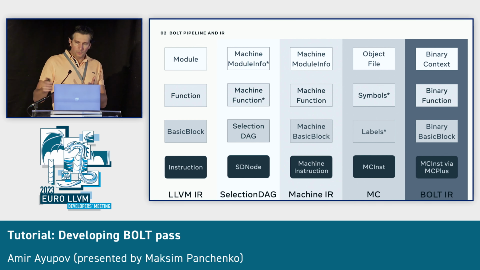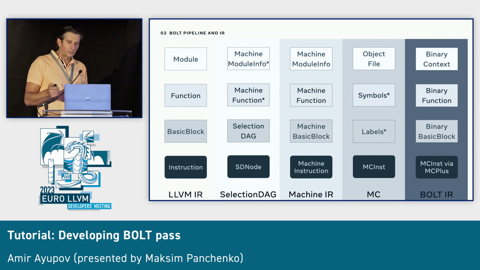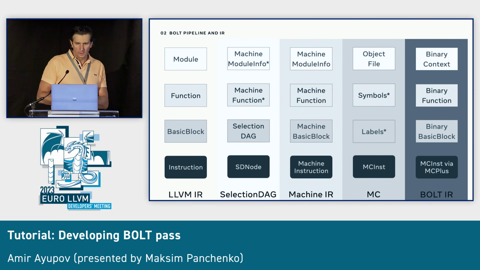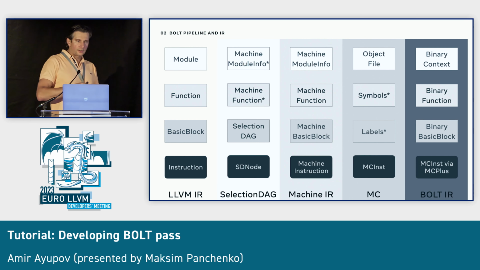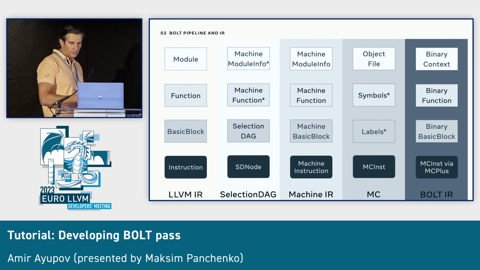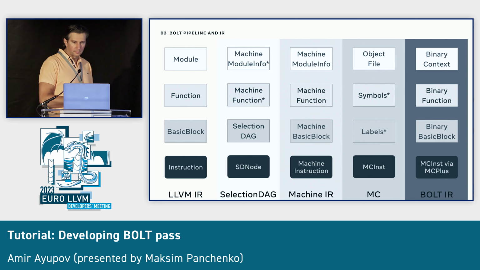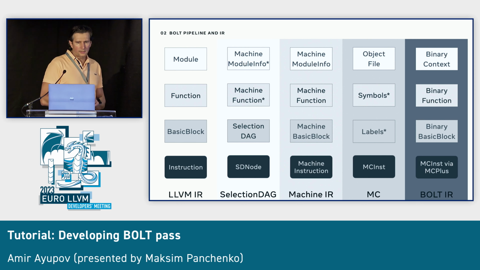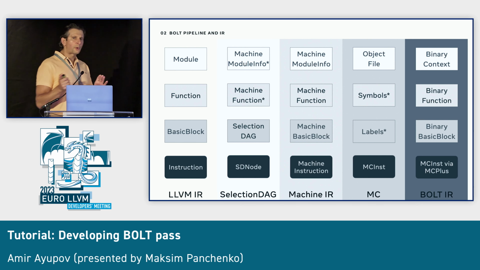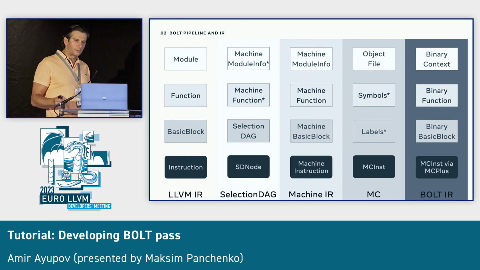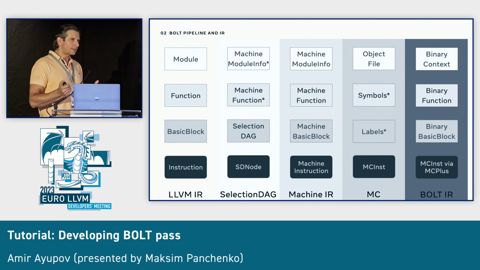But I would say BOLT IR is somewhere in between machine IR and MC level, because MC itself is just, every function there is just a set of instructions. There are no basic blocks there. You cannot do complex analysis on it. And at some point we were thinking, can we raise binary to a higher level? And in some cases, yes, you can.